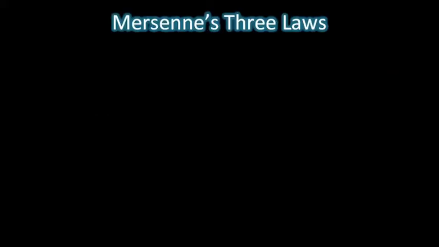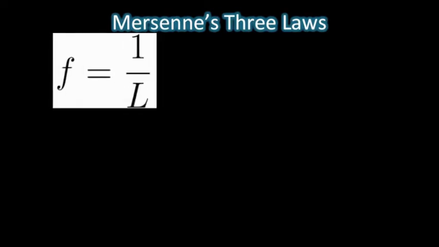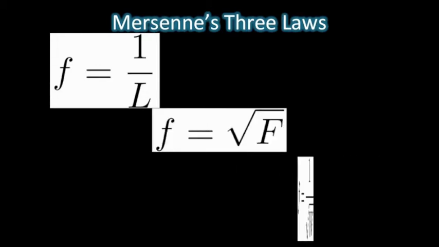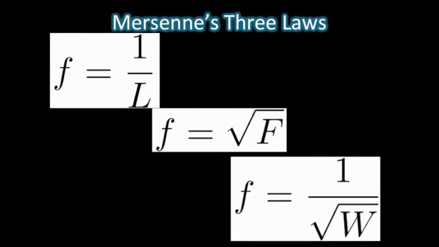Mersenne's 3 laws state doubling a string's length cuts the frequency by half, doubling the tension results in an increase in frequency by the square root of 2, and doubling the mass per length results in reducing frequency by the square root of 2 as well.